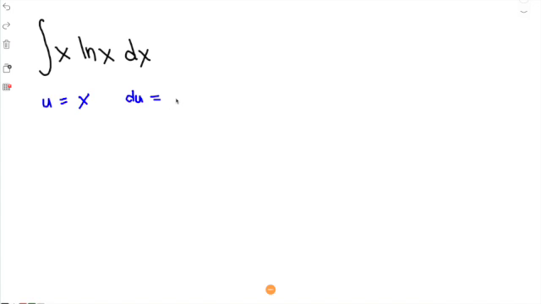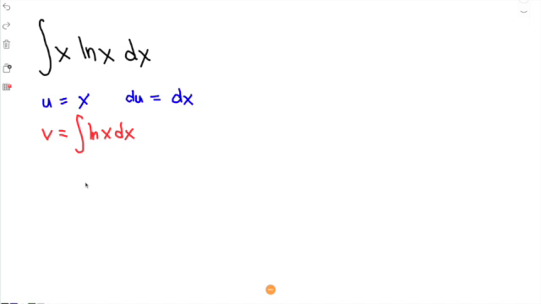In this case, what would be du? That would be dx or 1, right? So that looks simpler, right? Now let's see what happens to what would be v. Recall that v would be, if you choose x as your u, v would be what's left, everything minus u. So that would be the integral ln x dx.